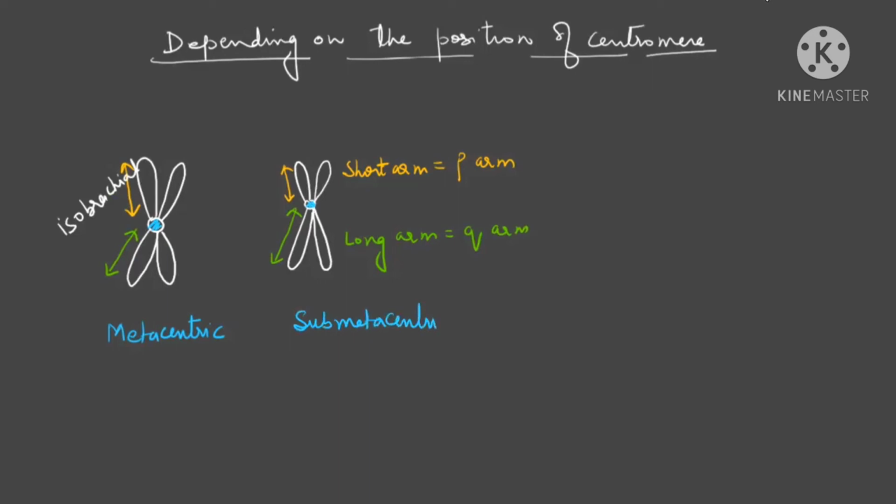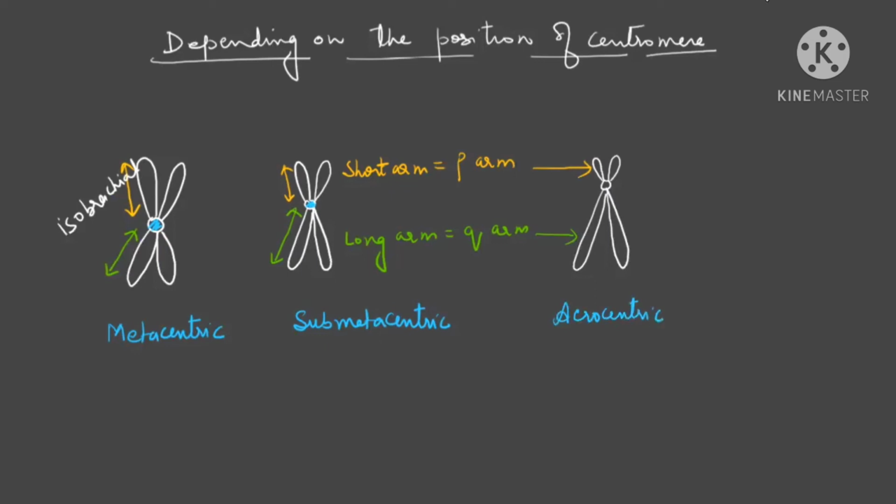Now, suppose the centromere is trying to reach the apex, and as a result there is one very short arm and one very long arm. So this is your very short arm and this is your very long arm. It is trying to reach the apex, but it has not reached the apex. So we will say this is an acrocentric chromosome.